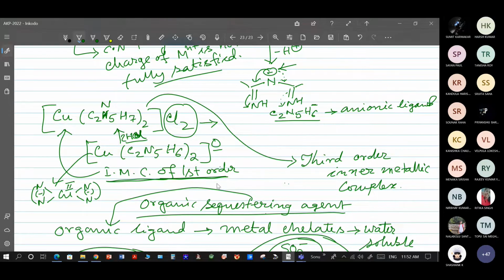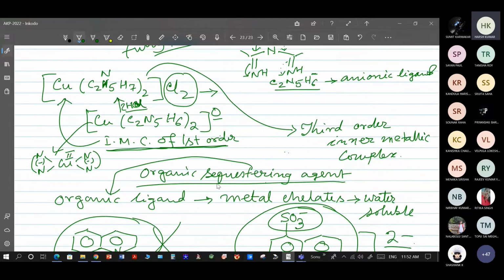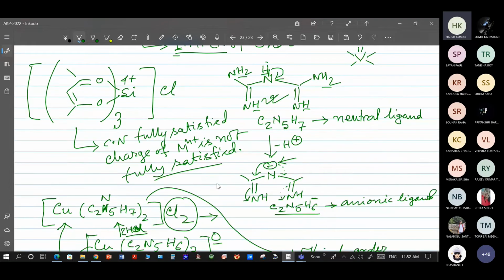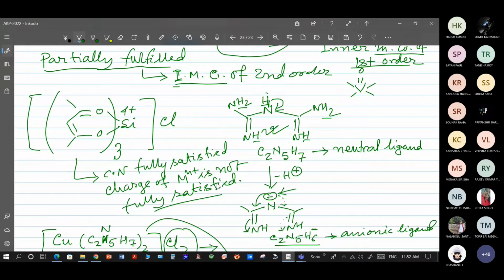Yes. I couldn't understand the second order one. How is it partially filled balances? So for the second order silicon, I'm just writing here. Okay, silicon, you have 6 coordination number.